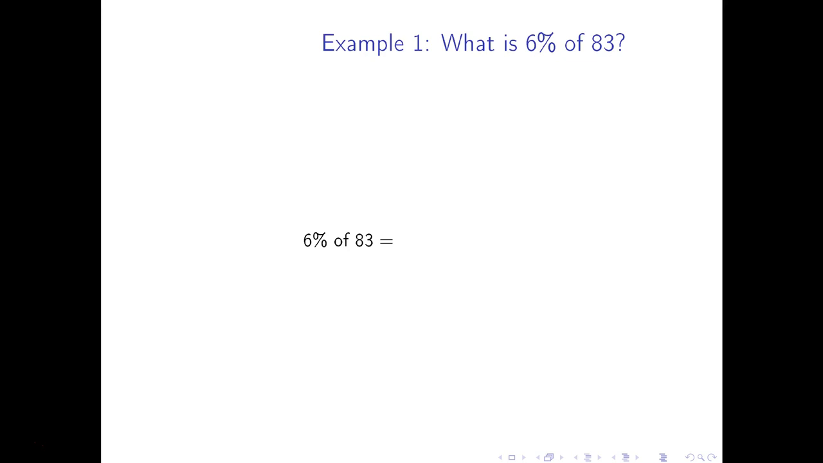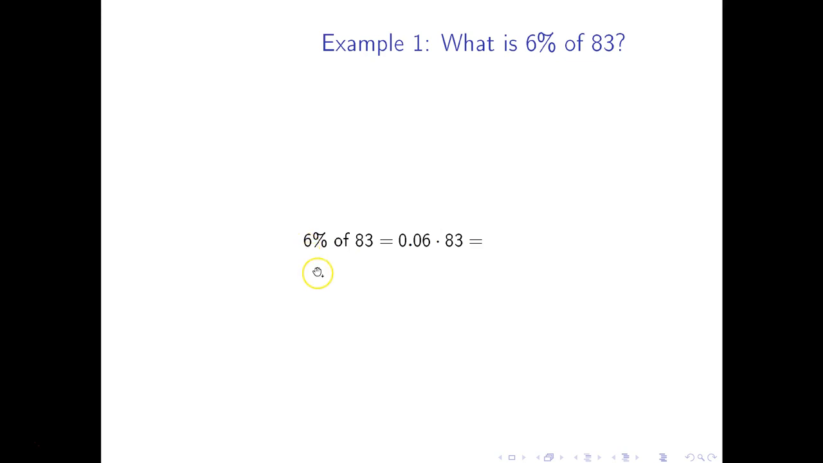Now, as you do this, there's a lot of different ways we can do this. One that I like to do is I like to take the percent and change it to decimal form. Of changes to multiplication, and then I just take the 83. So I can write it as 0.06 times 83.